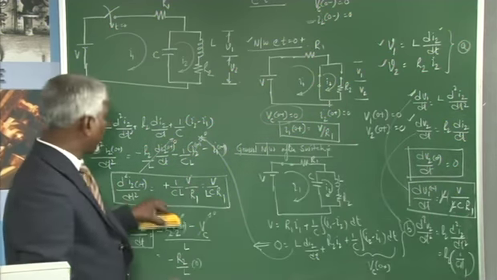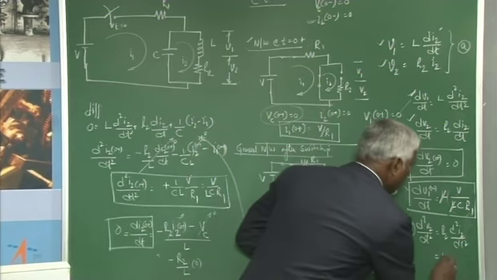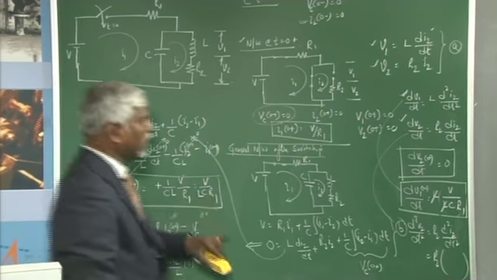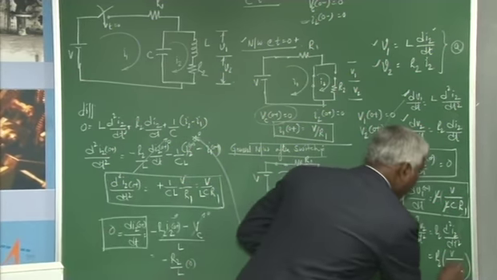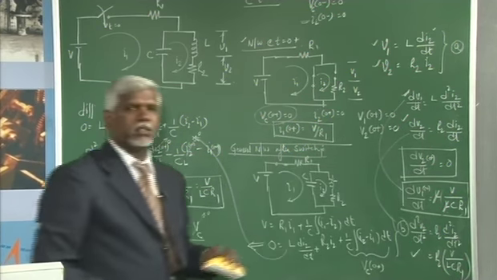Finally, if you just substitute here, it is R2 into d squared I2 by dt squared is V by L C R1. This is an expression for d squared V2 by dt squared.